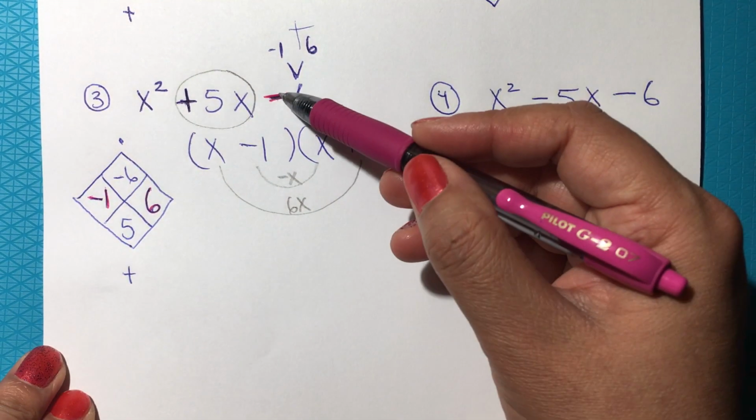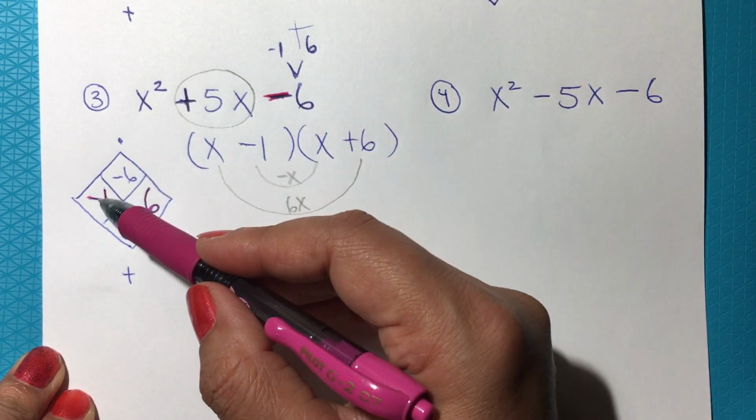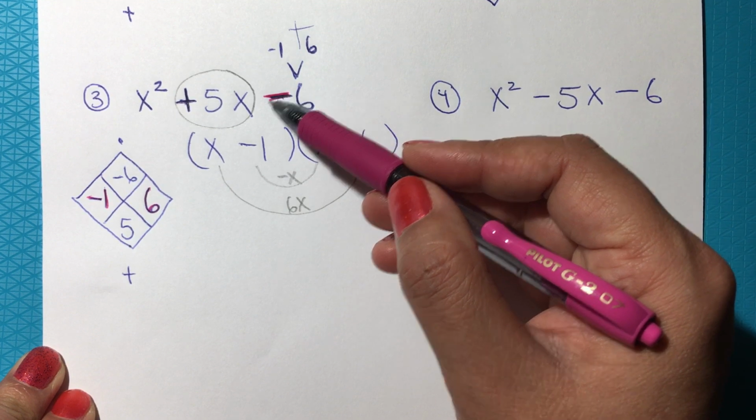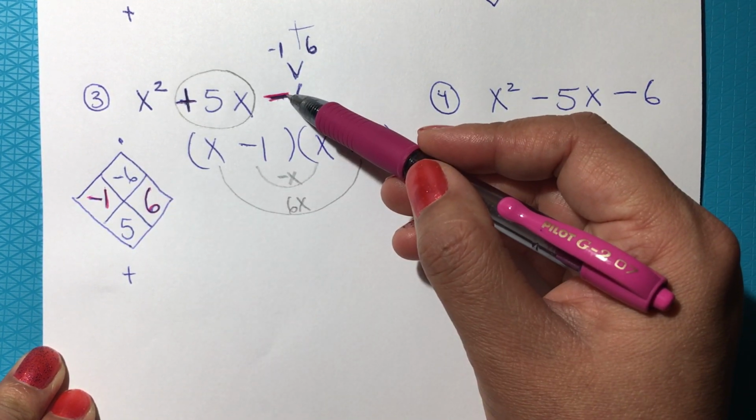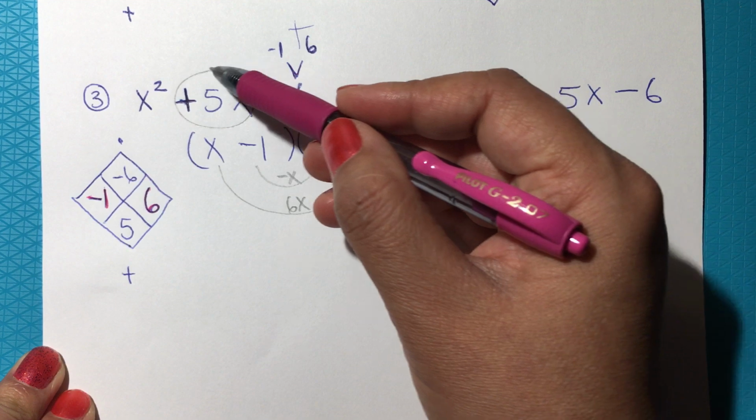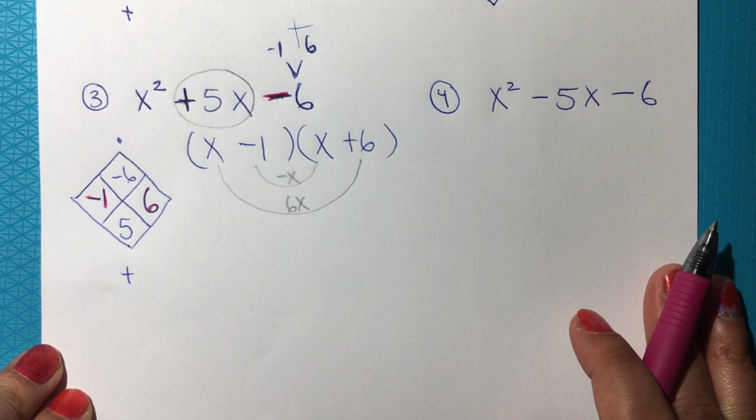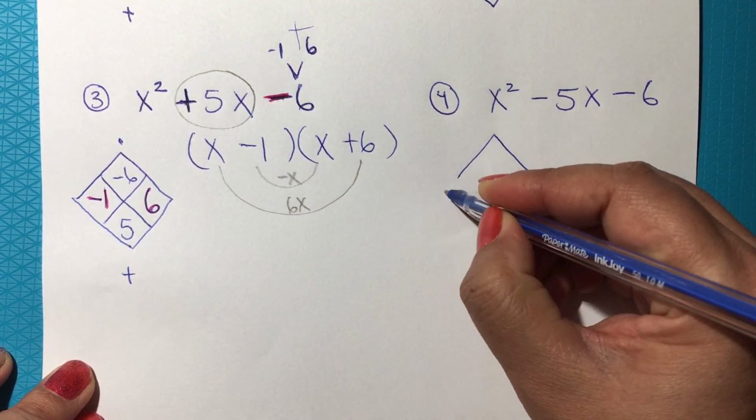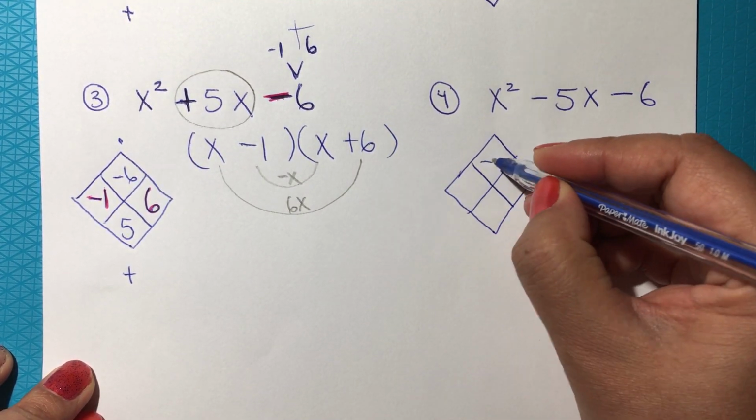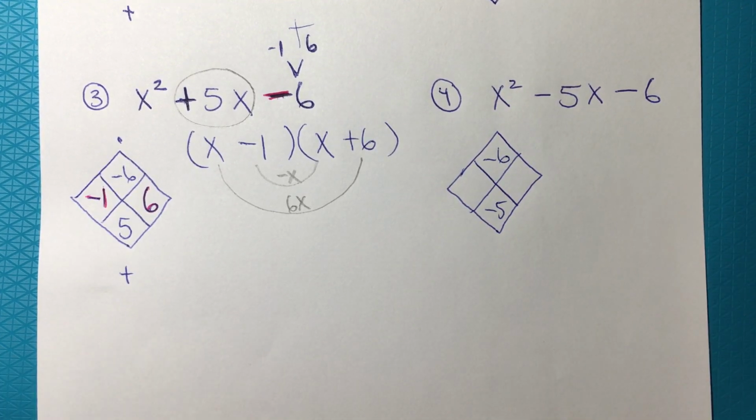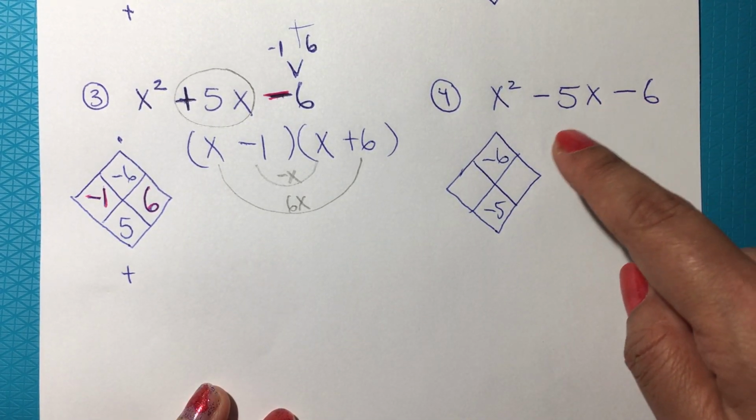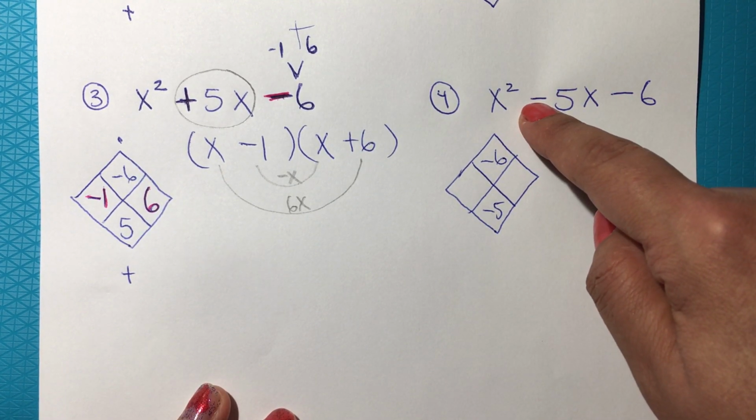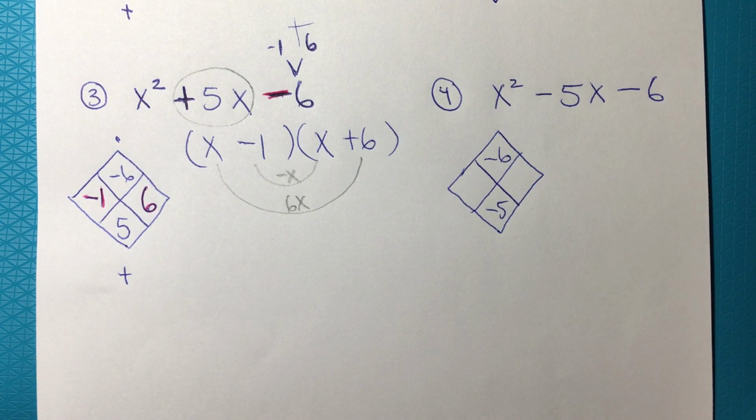So what does this tell me? It tells me that we have 1 positive and 1 negative, but also that we're going to subtract. And the third thing it tells me is that the biggest factor will have this sign. The same for this one. Because the last one is negative, it tells me that we have 1 positive and 1 negative, that the greater one will have this sign, and that we're going to subtract them when we find those factors.